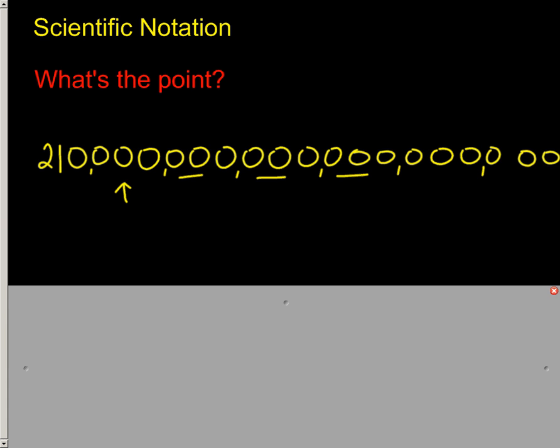Does anybody else know what comes after trillions? You can look that up if you want, but those are numbers that you're not going to be using on a regular basis. And so when we look at scientific notation, we want to come up with a method to write these numbers quickly, efficiently, and save us time.